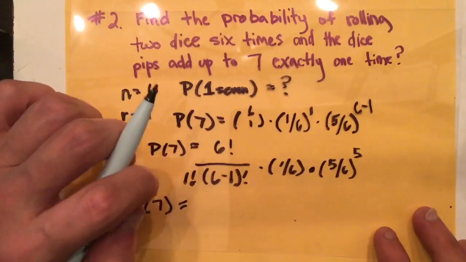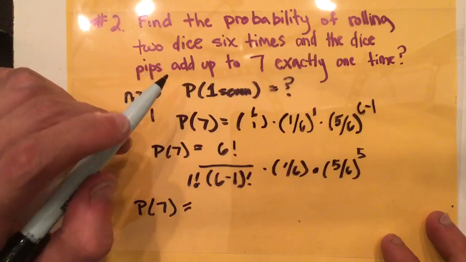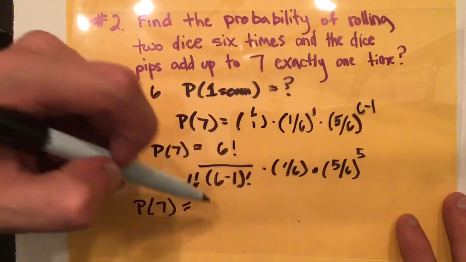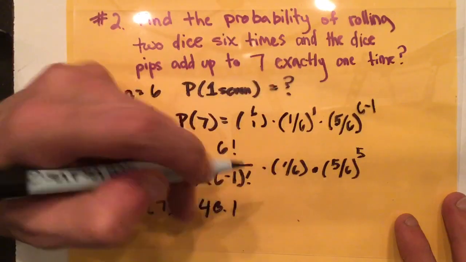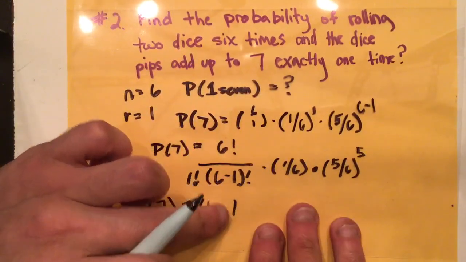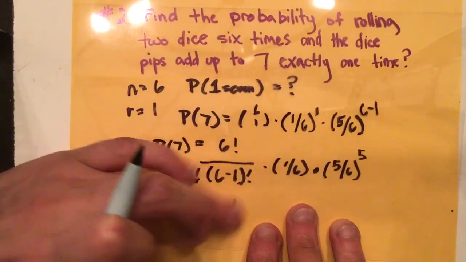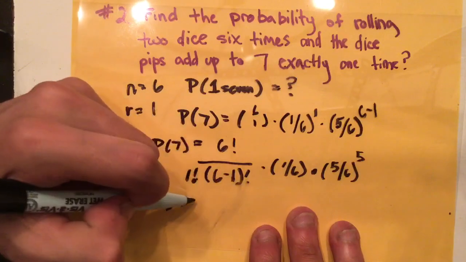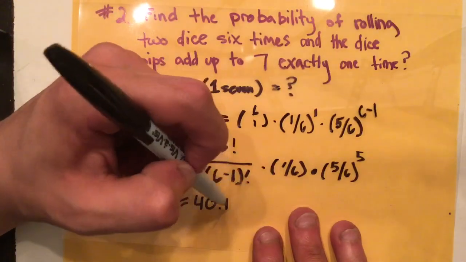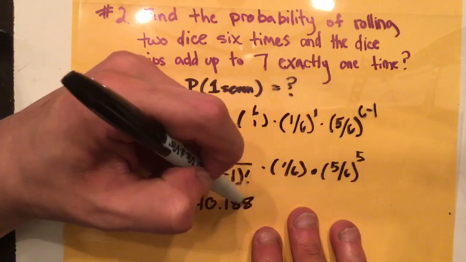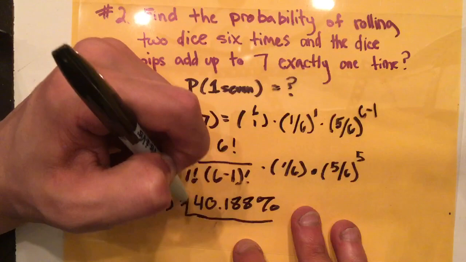Punch all that into your calculator, and you should get something around, ooh, that was a bad 0. Sorry. I apologize. 40.188%. Something around there.